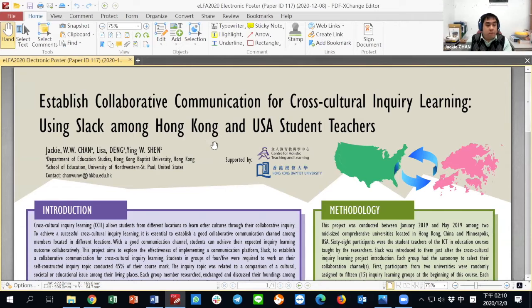My poster title is Establish collaborative communication for cross-cultural inquiry learning using Slack among Hong Kong and USA student teachers. In this experiment, we grouped one to two Hong Kong and 2 to 3 USA student teachers in one cross-cultural inquiry learning group. In total, we have 15 groups.